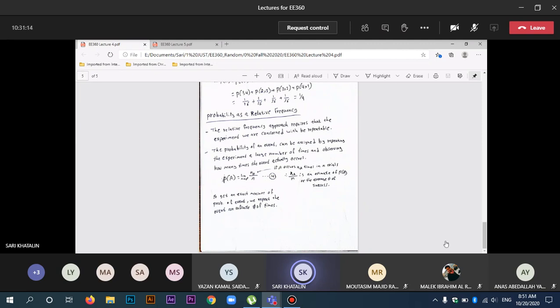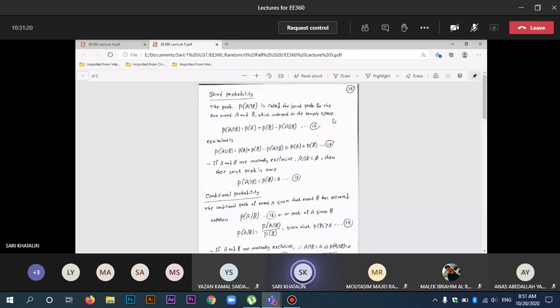This is lecture 4. Let me flip to lecture 5 quickly so we can continue. Lecture 5, joint probability. Page 15. The joint probability is the intersection. The probability of the intersection of A and B is called the joint probability, and it's given in this equation.